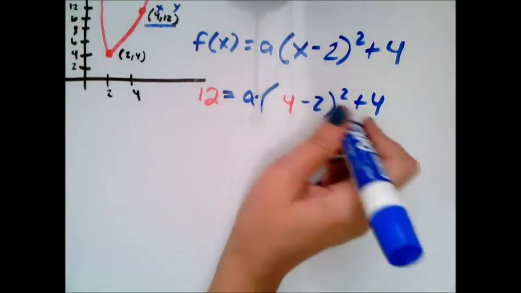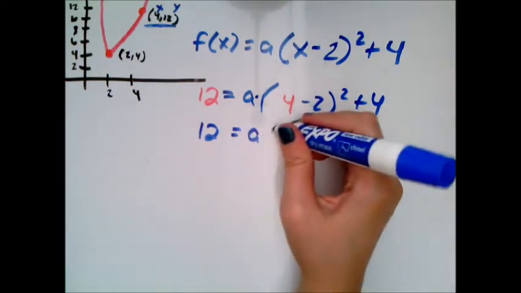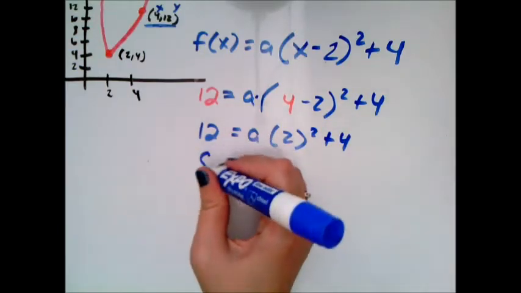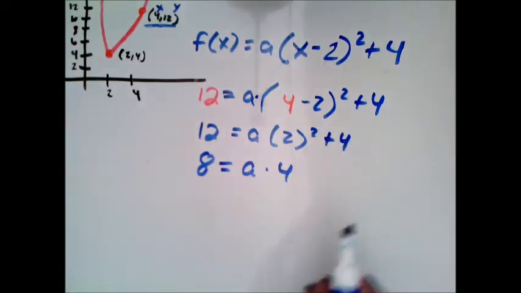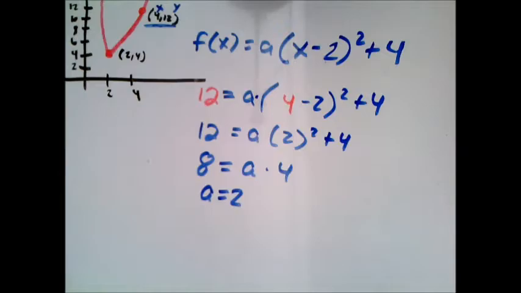So start simplifying. 4 minus 2 is 2, and so this says 2 squared. I could subtract 4 from both sides. So this says a times 2 squared is 4. And so divide both sides, so I get a equals 2. So I figured out the last part of the equation that I didn't already know.